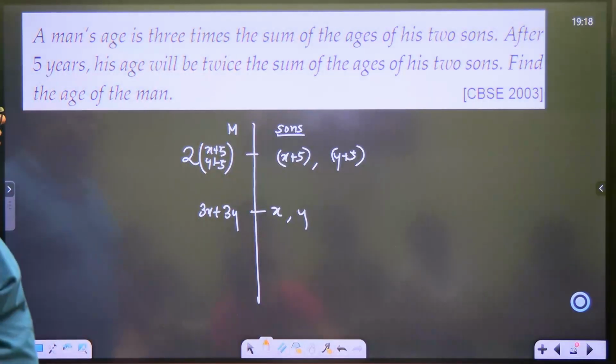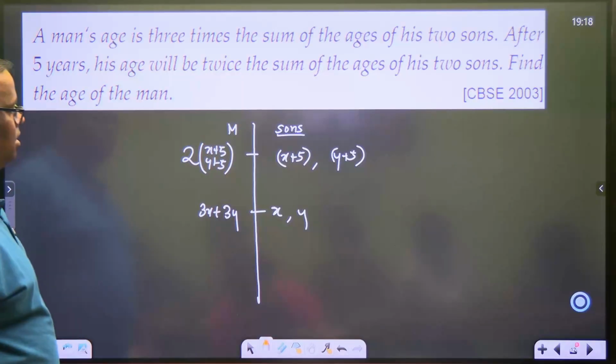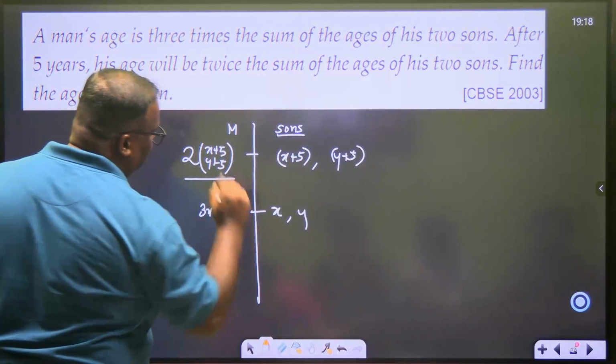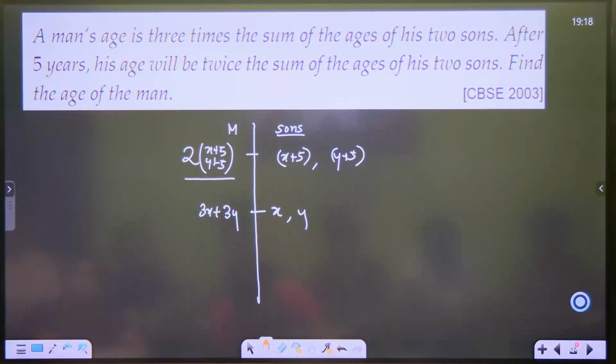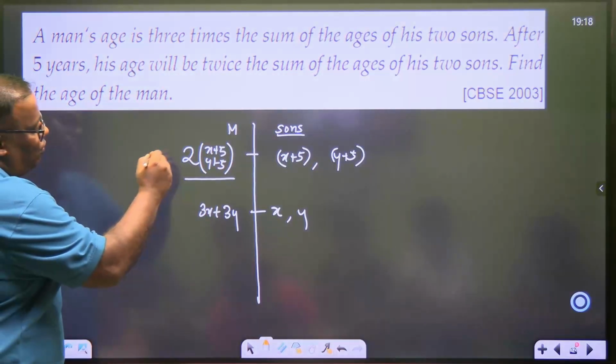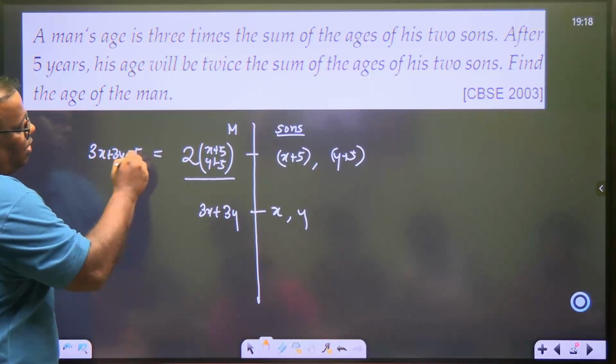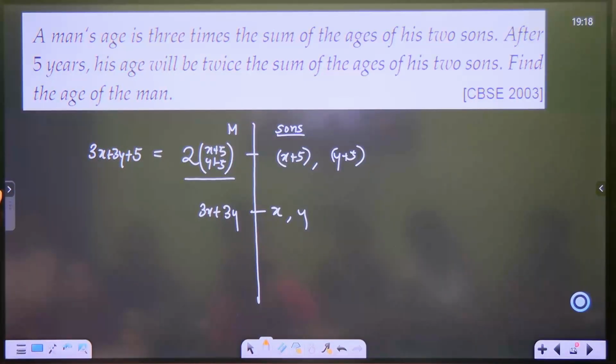Find the age of the man. What are the 2 equations that you will form here? This is the age of the man after how many years? After 5 years. Don't you think the age of the man after 5 years should also be 3x plus 3y plus 5? That should also be the age of the man. So one equation comes from here. The other equation will come from where?